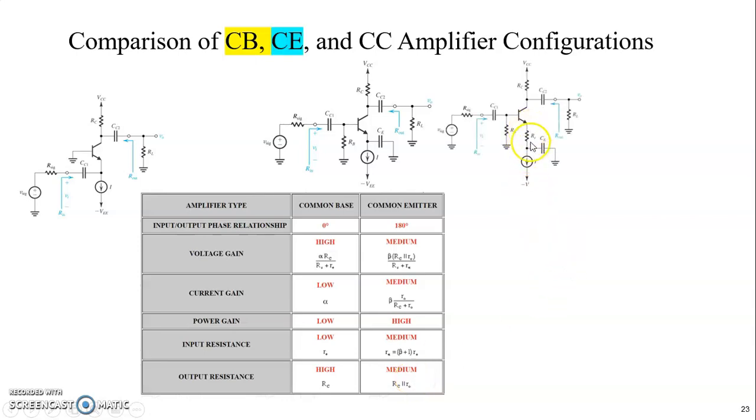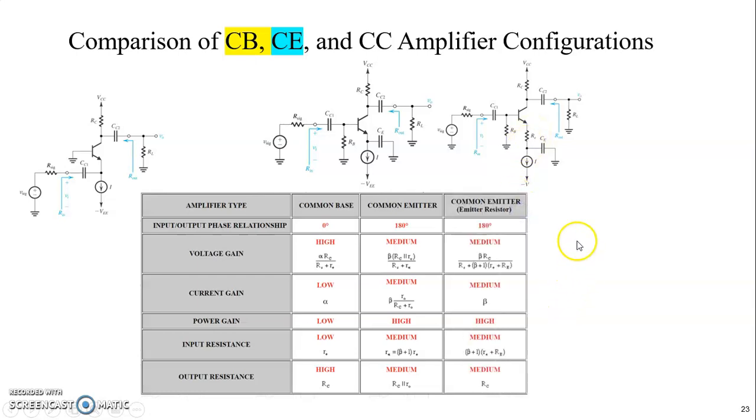We have a common emitter amplifier with emitter resistance to stabilize beta, right? You remember that. But that actually reduces the gain. We already know that. So it still remains in the medium range. Although we don't have the ideal input and output relation, it is still not as bad as common base, so that's why common emitter is most useful. High power gain, medium current gain and voltage gain, and input and output impedance as medium.